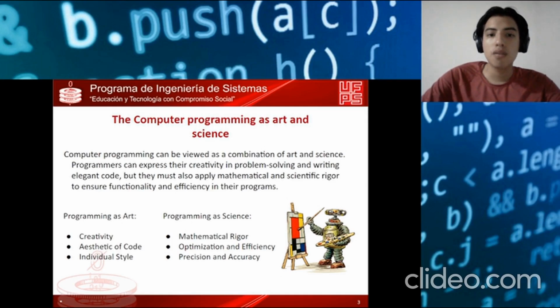Donald Knuth proposed characteristics for programming as an art and as a science. For art, there will be the creative aesthetic of code and individual styles, and for science, there will be mathematical rigor, optimization and efficiency, precision and accuracy.